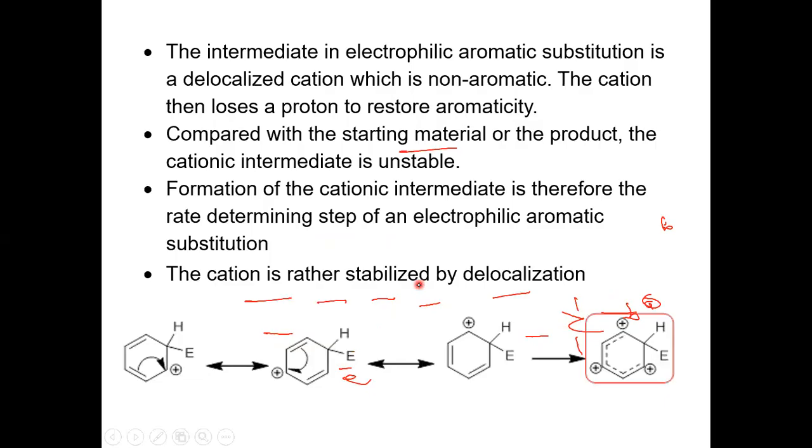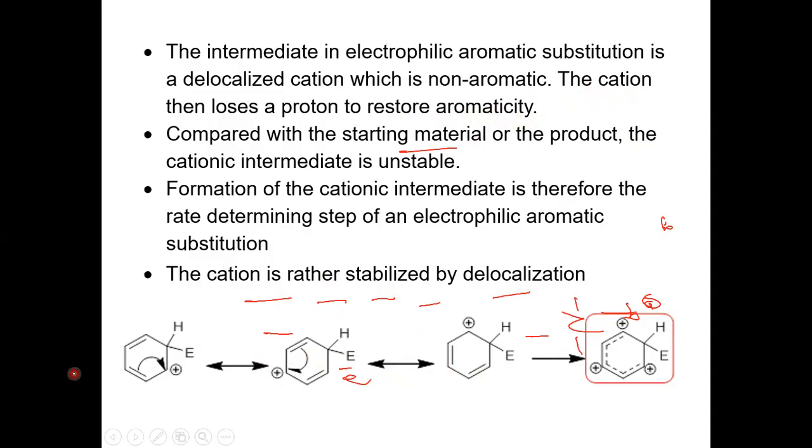Good. Now let's talk about the intermediate. We said that it is very unstable. Now we are seeing that it is a little bit stabilized by the delocalization of the cation. Now this is non-aromatic, because this carbon is even sp3. It is not aromatic. So the intermediate is not aromatic. It's not anti-aromatic. It is non-aromatic. We should take note of that, right? Good. At the end of the day, what happens is that the cation will lose a proton, that is the H+ that goes away to restore the aromaticity.